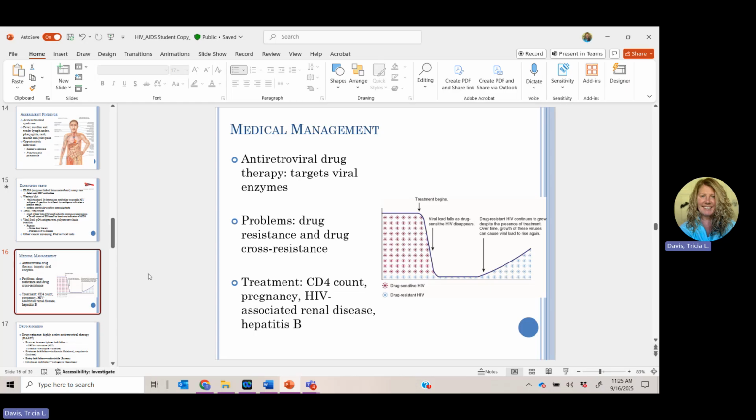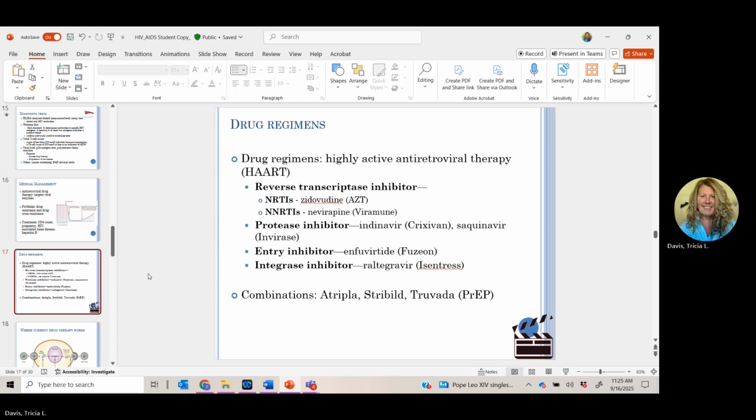We can look at their CD4 count. We would treat patients that are pregnant differently, okay? Some of these patients develop renal disease. We have to treat them differently. So there's a lot of different things that go into this. So we definitely need to know this.